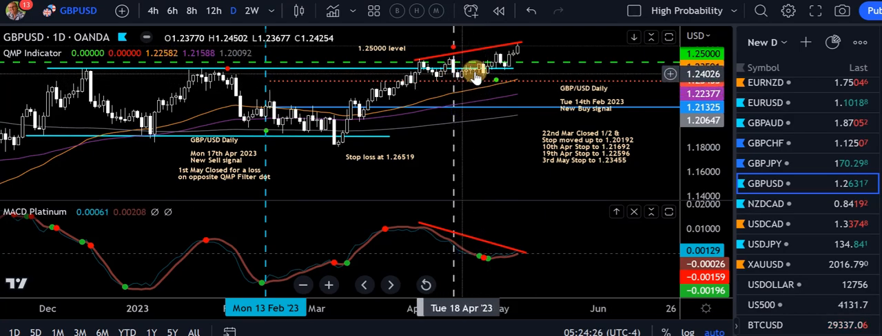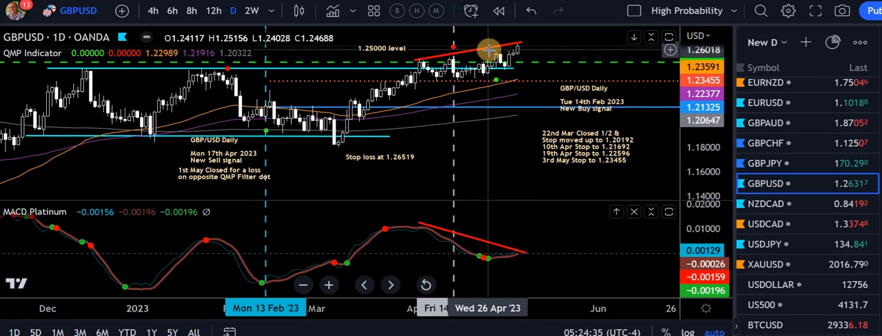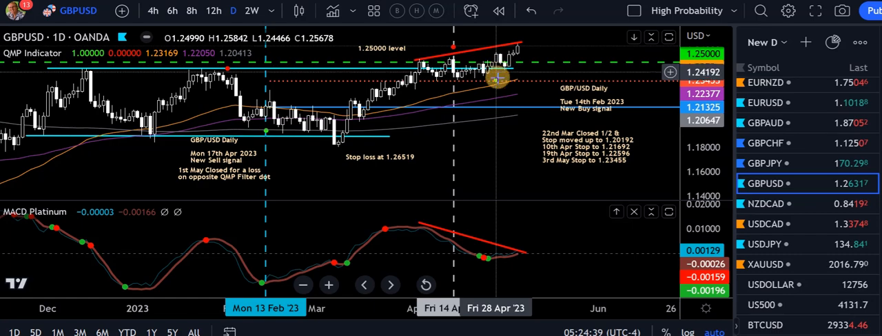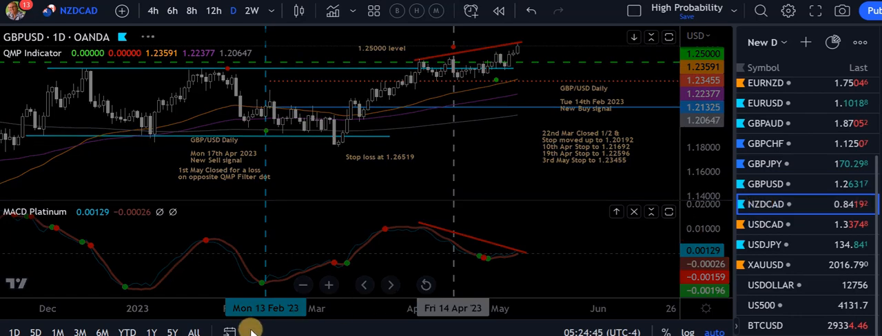So that sell, we closed out for a smaller loss because the stop loss would have been up here somewhere. So instead of losing a full, say, 1%, only lost, say, 3/4 or 2/3% or something like that. But we're still on this buy here. So that's the pound USD, New Zealand CAD.